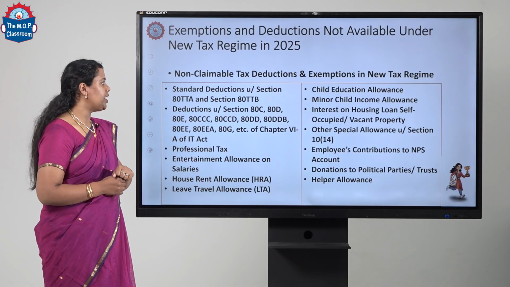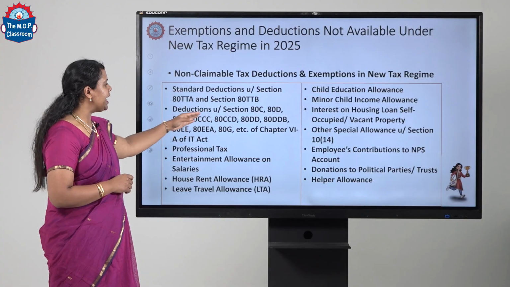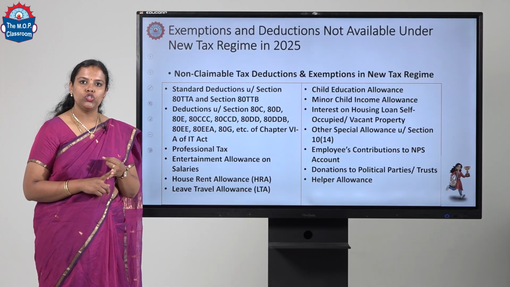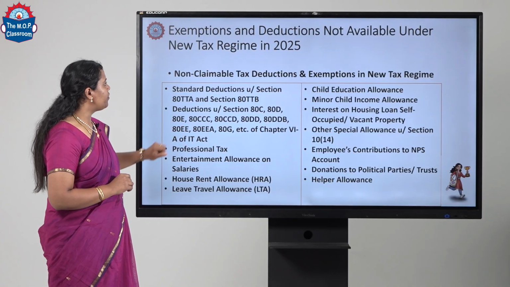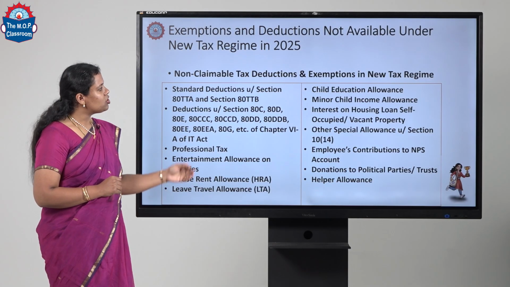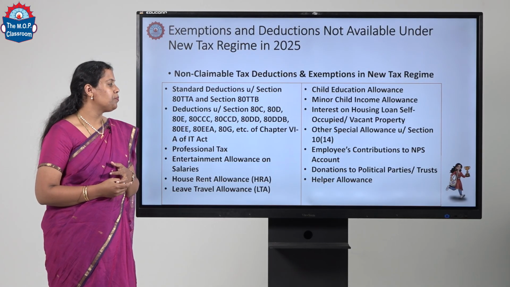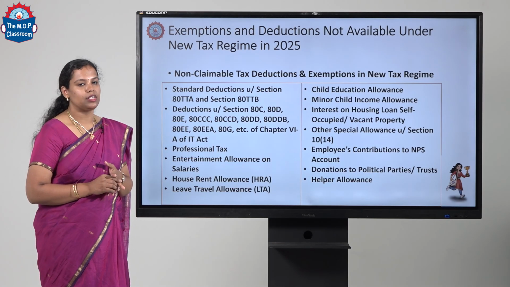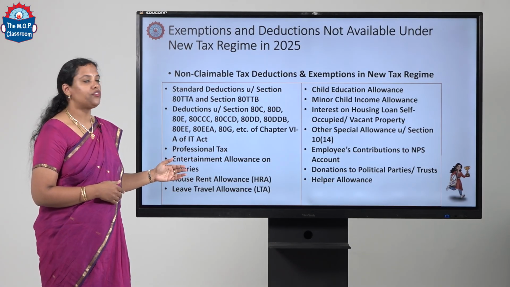Standard deduction, section 80TTA and 80TTB, this is regarding the interest that you have claimed in the savings bank account. Deduction under 80C, 80D, 80DDB and 80EEA. All these deductions are part of your insurance claim, your tuition amount, your PPF, your NPS. These are the major claims that we are actually waiving off from this particular deduction chapter. The professional tax, entertainment allowance on salaries, HRA, LTA, children education allowance, minor children income allowance, interest on housing loan for self-occupied and vacant property, other special allowances, employee contribution to NPS account, donation to political parties and health allowances. These were once a part of the older regime where all of us benefited, but right now they have been waived off from the deduction chapter.